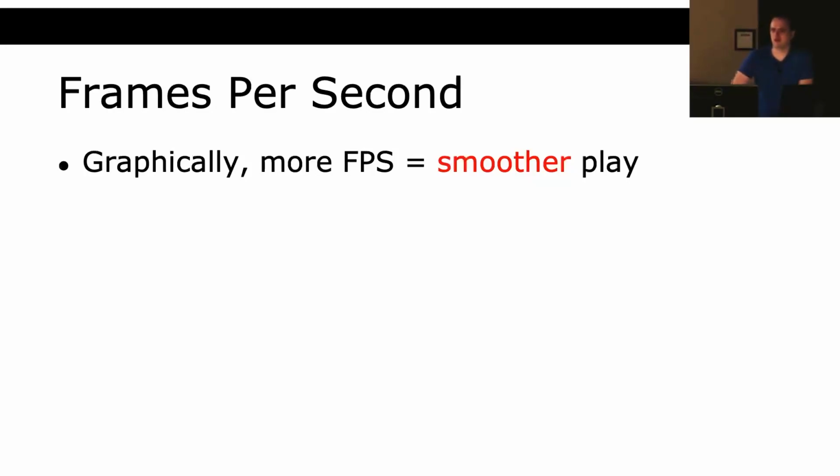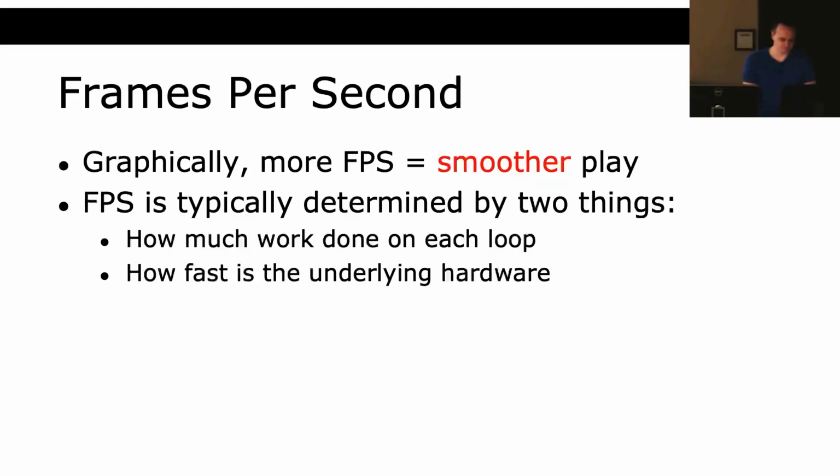It would be great if the gameplay were as smooth as possible, unless you have some sort of game mechanic that you don't want to be smooth. Maybe your chess engine doesn't want to be as smooth as possible. So frames per second is typically determined by 2 things, and those 2 things are quite related. It's how much work you're actually doing in a loop, like how many CPU cycles you need to do that amount of work, and how fast the underlying hardware is. It's a ratio of those 2 things, right?